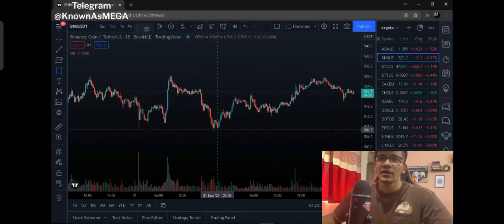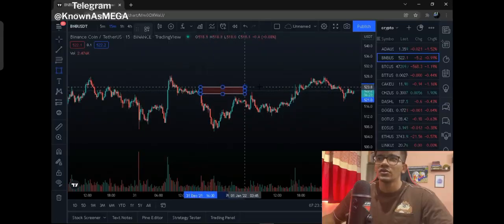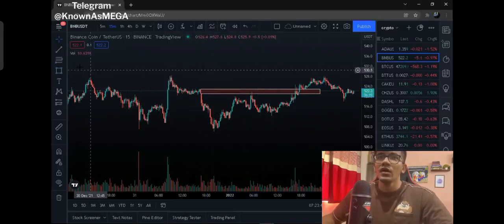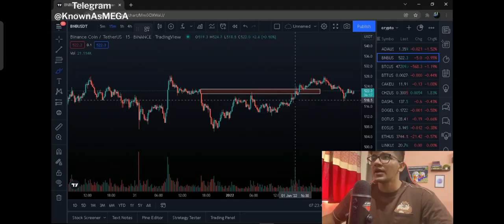So over here we have a good fall, correct? Let's just try to place an order block. So this is my order block, and you see right over here on this particular candle what happened.